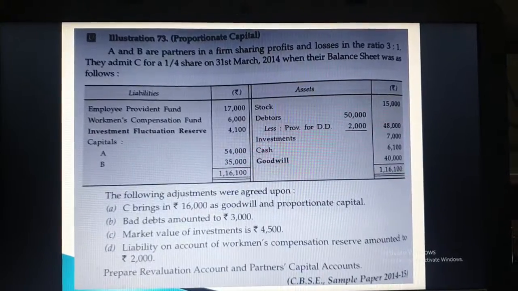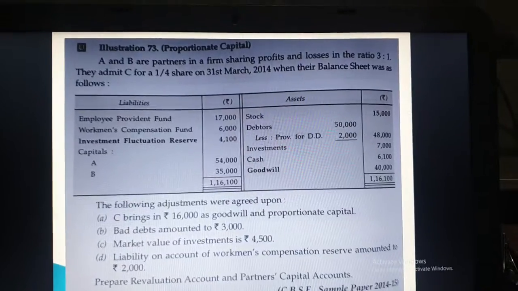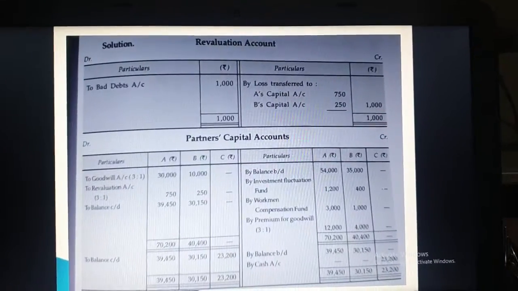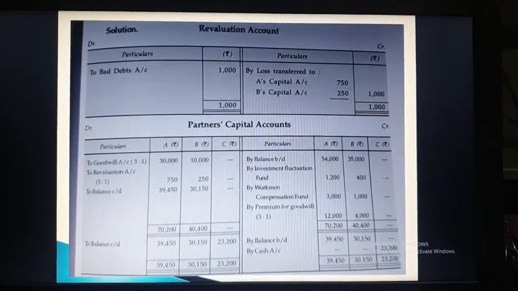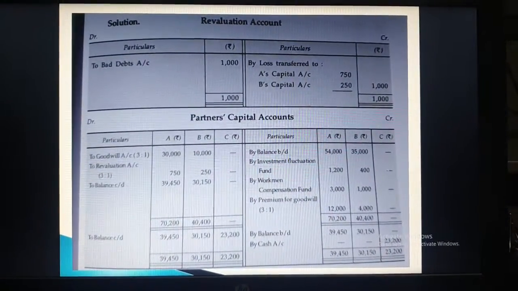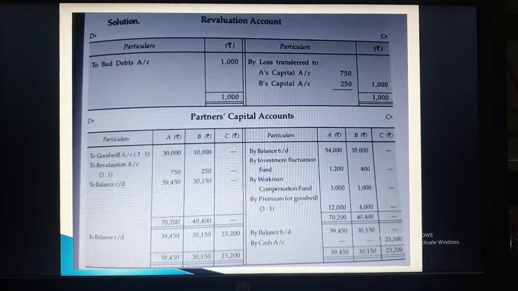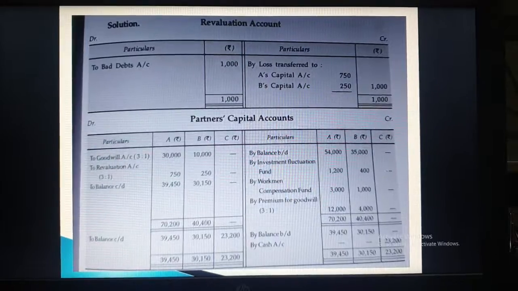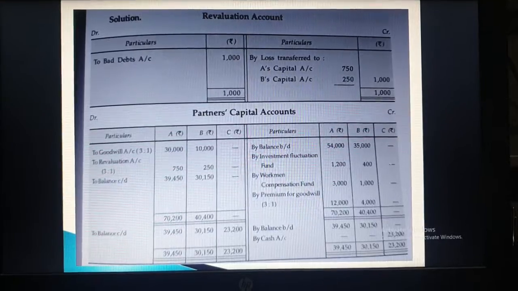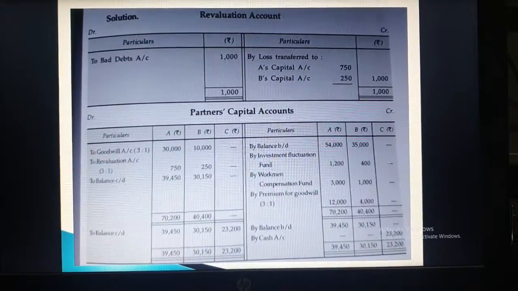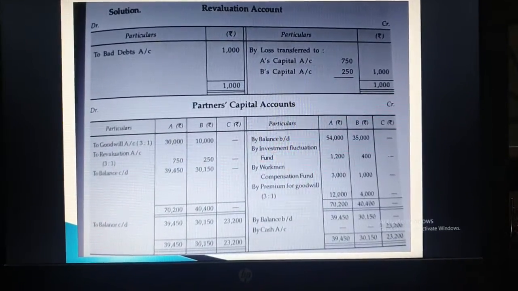So there is an increase in liability of 1,000, or we can say a decrease in the value of debtors by 1,000. If there is an increase in liabilities and decrease in assets, then in the revaluation account it will be recorded on the debit side. So bad debts is 1,000 and no other entry will be recorded in the revaluation account. Now you have to calculate the loss. Loss will be recorded on the credit side because the debit side is higher than the credit side. So 1,000 will be the loss for A and B, and it will be distributed among old partners in the old ratio. So this is all about the revaluation account.